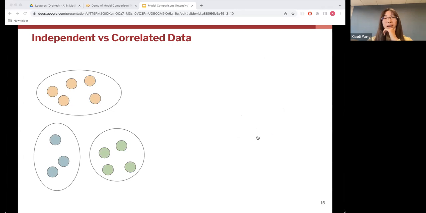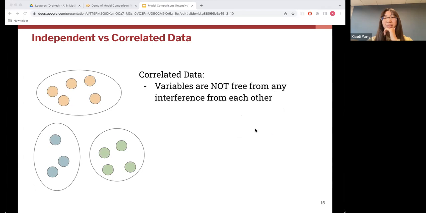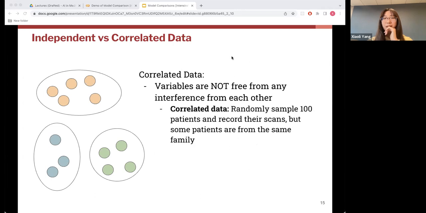In contrast, for data to be correlated, we require variables to not be free from interference from each other. An example corresponding to the last one is that, again, we randomly sample 100 patients and record their scans, but some patients are from the same family. If the study really focuses on some genetic heritage, then this will be a problem, because patients from the same family share the same genetic heritage, and they may be put into groups like this. Within each group, they are correlated, but outside each group, they are not.